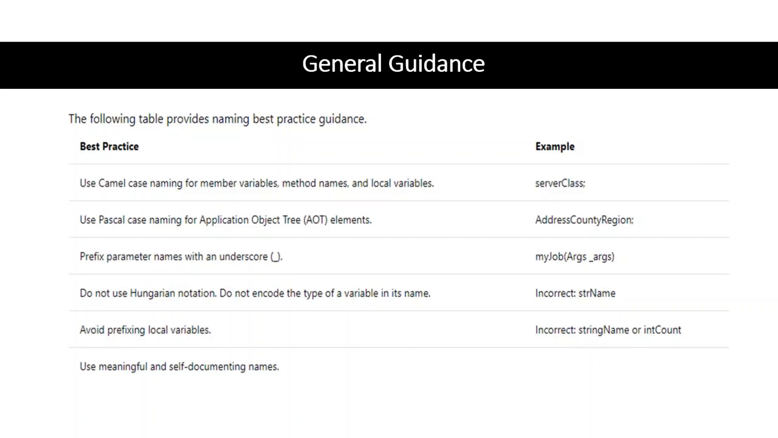Do not use Hungarian notation, like prefixing a variable with its type. For example, str name, int count, or something like that. Avoid prefixing local variables, like we mentioned, string name, int count. Use meaningful and self-documenting names.